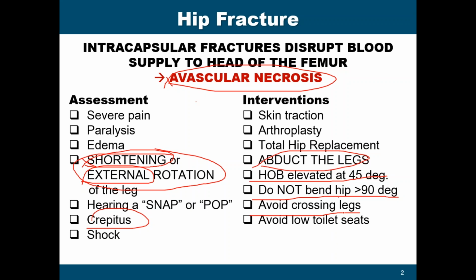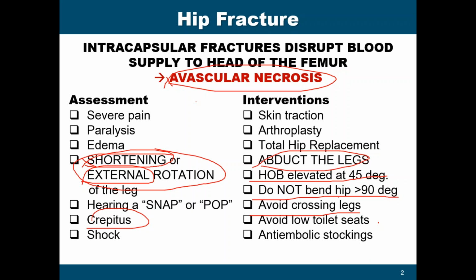Avoid low toilet seats. There are certain devices that can be used to elevate the toilet seat of the patient. Again, this goes back to avoiding flexion of the hip of more than 90 degrees, which could lead to dislocation. And lastly, in the hospital, patients will also be wearing anti-embolism stockings, to prevent DVT or deep vein thrombosis.